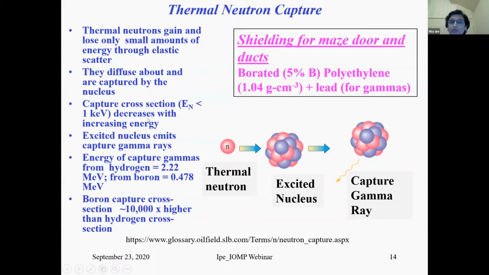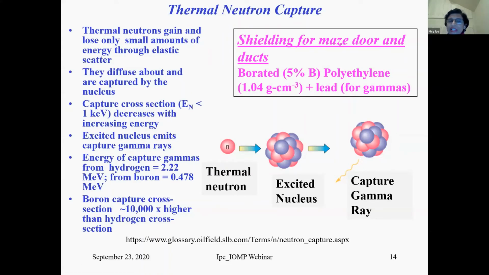Now, thermal neutrons only gain and lose small amounts of energy through elastic scatter. They will diffuse about and eventually get captured by the nucleus. And this capture cross-section for neutron energies less than 1 keV decreases with increasing energy. Now, this excited nucleus will then de-excite and it will emit capture gamma rays.